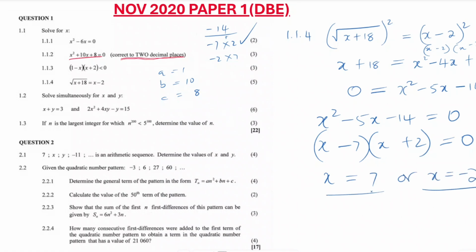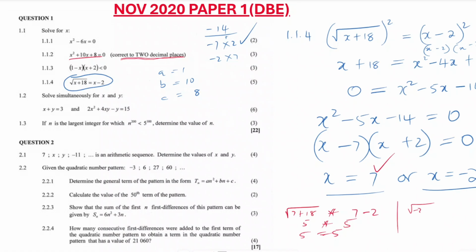But on these answers, we need to check which answer is the correct one, because one of the answers will not be true. So we prove using our original equation. So what we do, we are going to have our square root, then we substitute the values of x into the equation. So the first one is going to be 7 plus 18, then 7 minus 2. 7 plus 18 is going to give us 25, square root of 25, which is 5. Then 7 minus 2, which is 5. So 5 is equal to 5. So this one is proving that the answer is correct. So 7 is correct. Let's check minus 2.